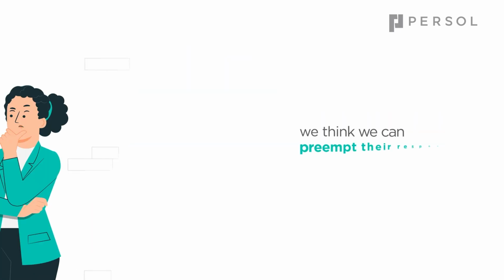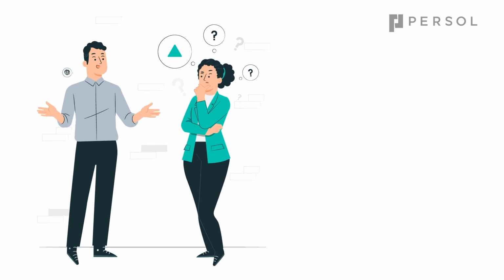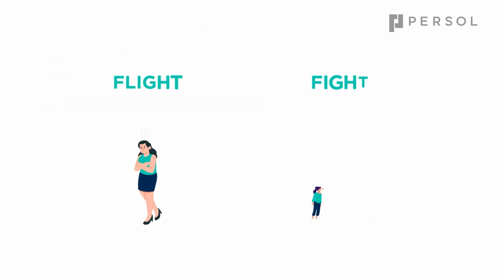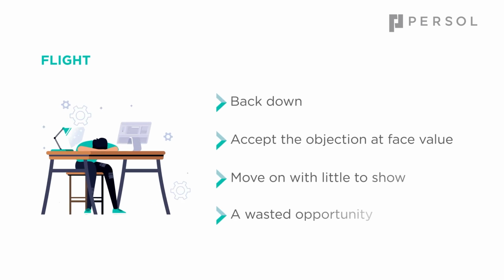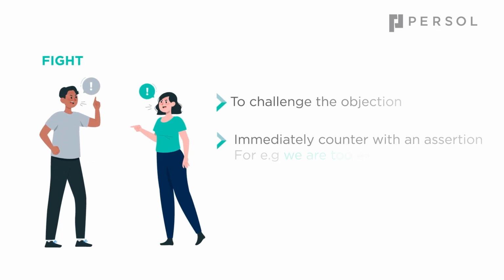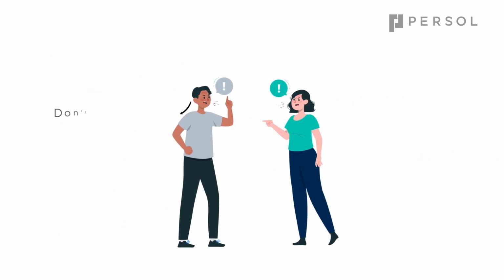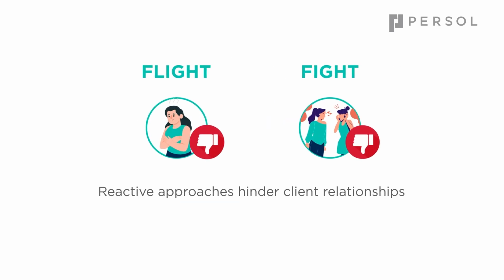their response. Upon encountering an objection, we instinctively react, as we think we can preempt their responses. But the reality is that whilst there are some common objections, we cannot be sure of what the client will actually respond. An objection typically triggers a reaction, often falling into one of two patterns: flight or fight. The flight response leads us to agree with the objection, causing us to miss out on chances and make little progress. Conversely, the fight response prompts us to challenge the objection head-on, typically by asserting our value proposition. For instance, if faced with rudeness, we may feel inclined to categorize the individual as someone unworthy of further engagement, thus closing the door to future interactions. However, both of these reactive approaches ultimately hinder our success in building meaningful client relationships.